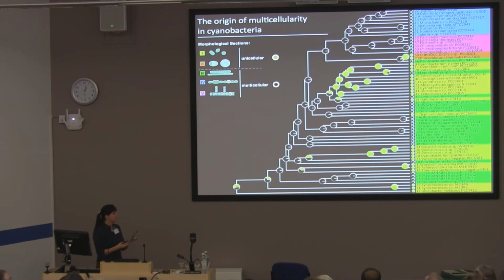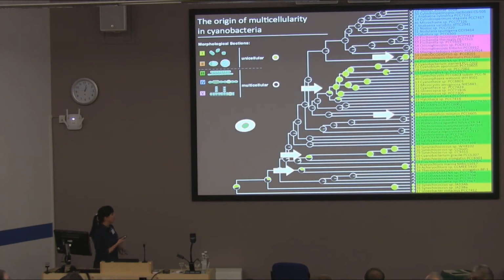If we reconstruct the evolution of multicellularity across this phylogeny, this is what we get. We see the origin cannot be resolved 100%, but then very early on we have this ancient multicellular lineage evolving in Cyanobacteria.